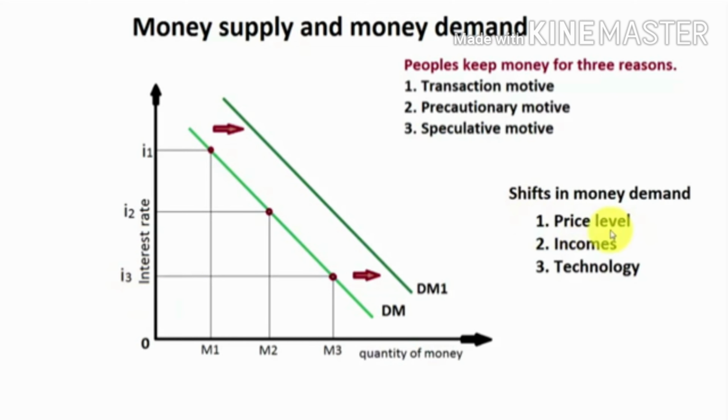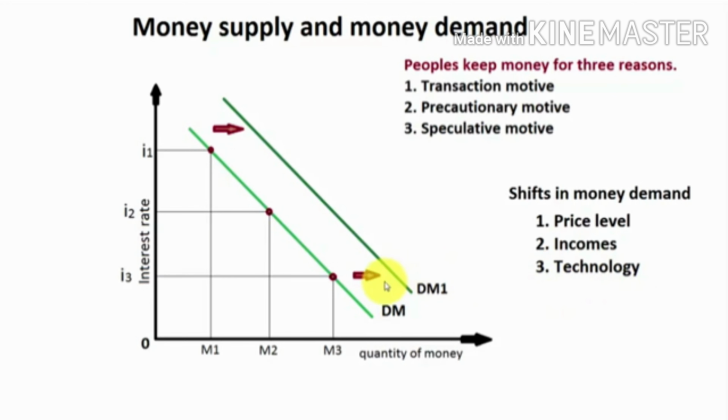First one is price level, the second one is incomes, and the third one is technology. If prices of commodities go high, the money demand will shift to the right because people will need more money to buy goods and services. If the incomes of consumers increase, the money demand will increase and the demand for money curve will shift to the right. The third factor is technology.